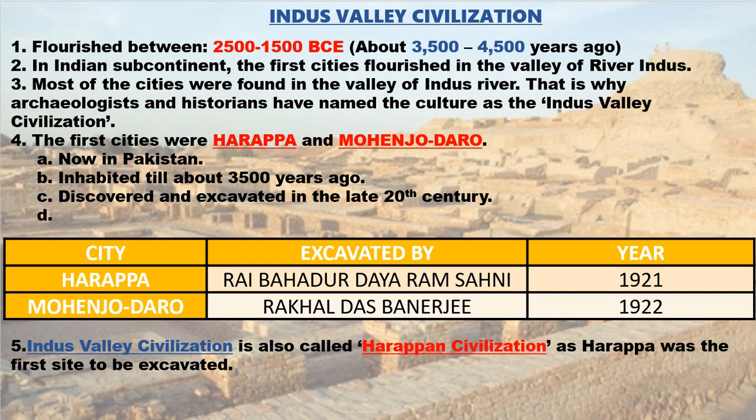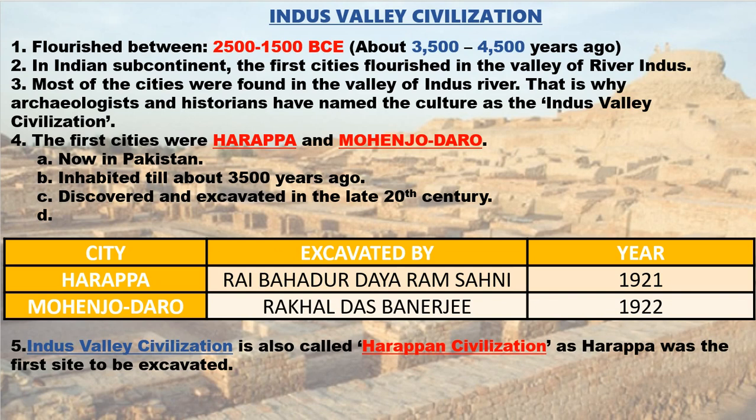So when it comes to the Indus Valley civilization, this civilization was protohistoric as well as one of the finest urban civilizations. And in the Indian subcontinent, the first cities that came into being were in the valley of River Indus. We have also discussed this, that the earliest civilizations came into existence in the valley of River Indus.